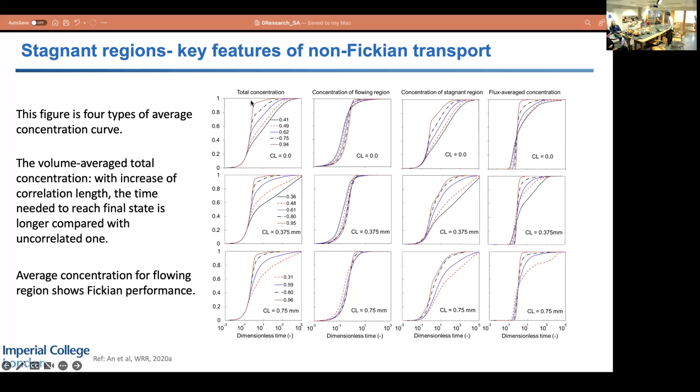Okay, so the definition would then be the error function or something like that? Yeah, okay. Yeah, it is the error function we iterate. And this is for the stagnant part, definitely it's clearly non-Fickian performance. And this is for the outlet.